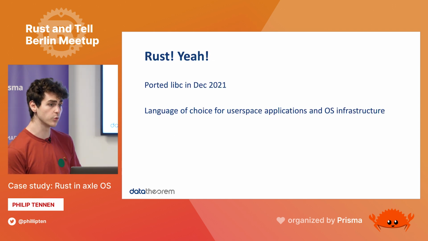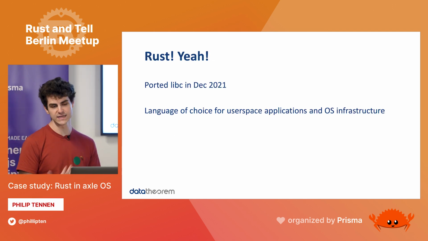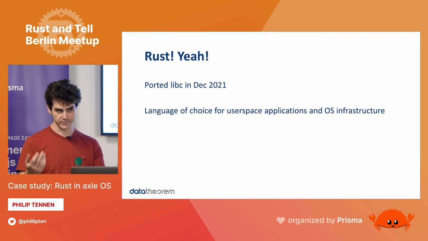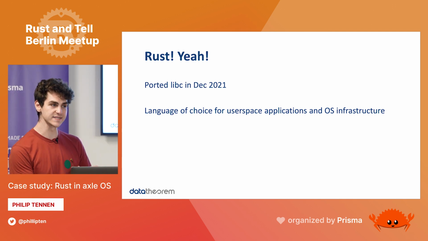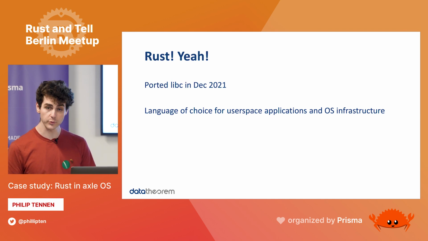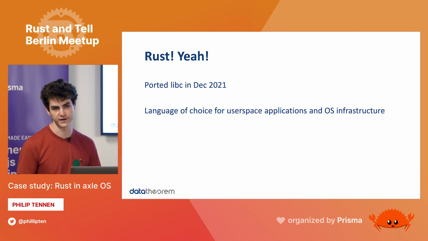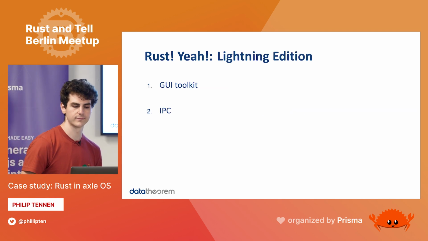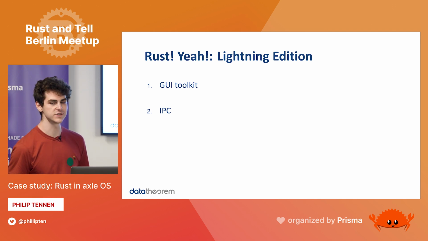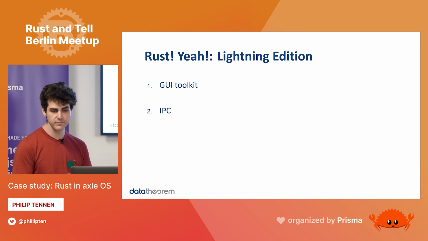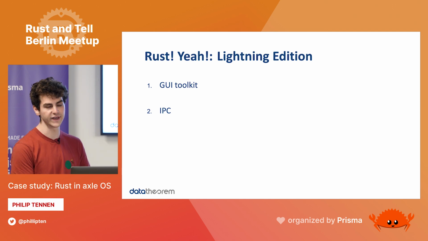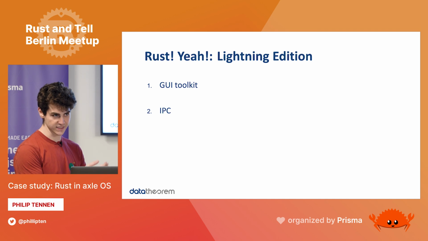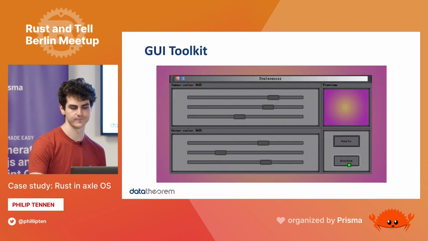So I evaluated a few options. I looked at porting Zig, C++. Eventually, thankfully, I settled on Rust, and I ported libc at the end of 2021. So I've been writing a lot of Rust in Axle for about a year now, and now it's very much the language of choice for any new code in Axle. Since this is a lightning talk, we're just going to be talking about a couple of things. The GUI toolkit that's used to write new desktop applications, and interprocess communication, or IPC.